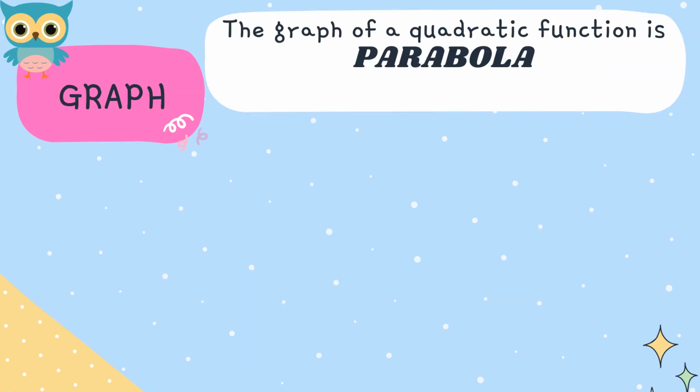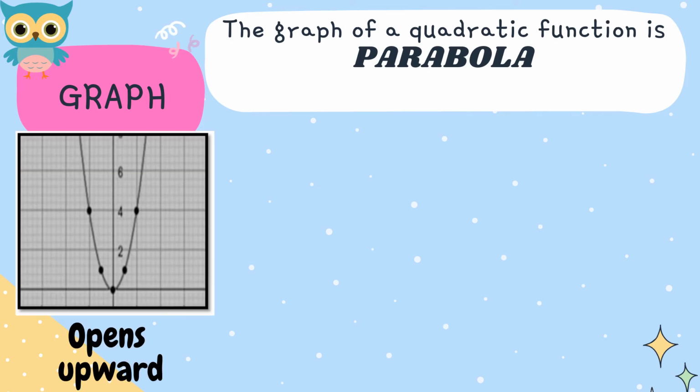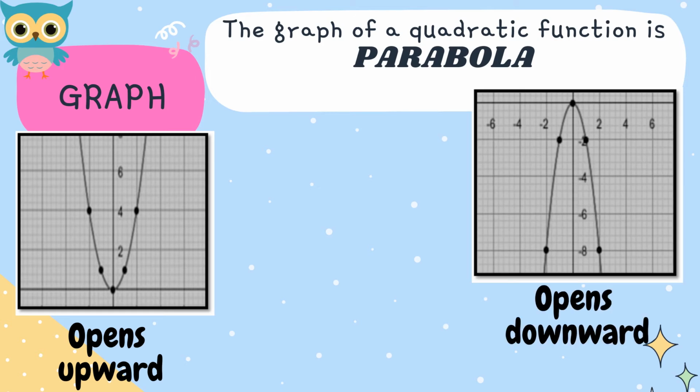Another way to describe a quadratic function is through a graph. The graph of a quadratic function is a parabola. There are only two possible illustrations of the graph of a quadratic function. First, the graph may open upward or it may open downward.